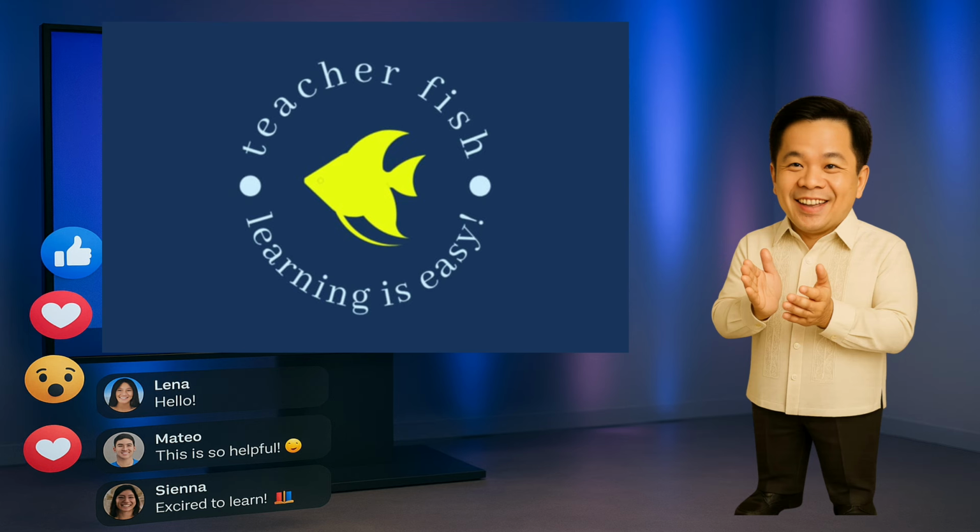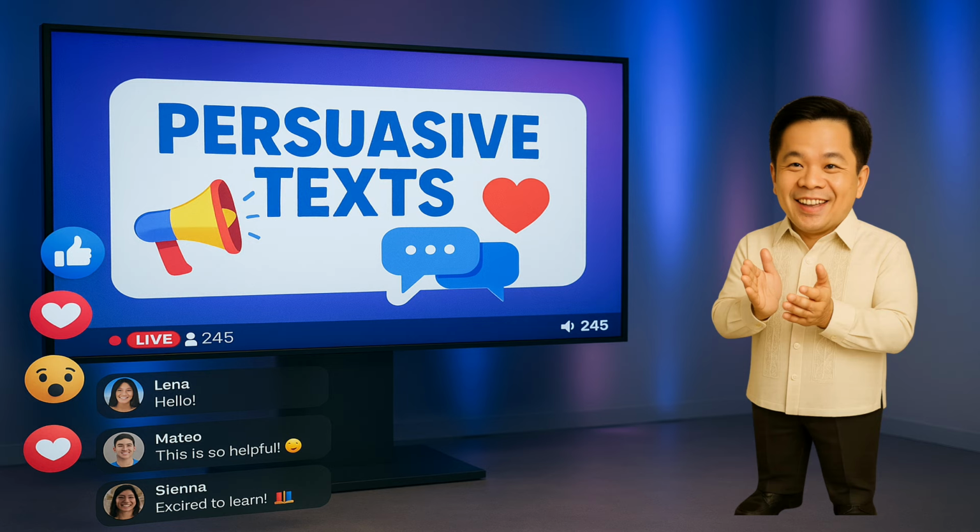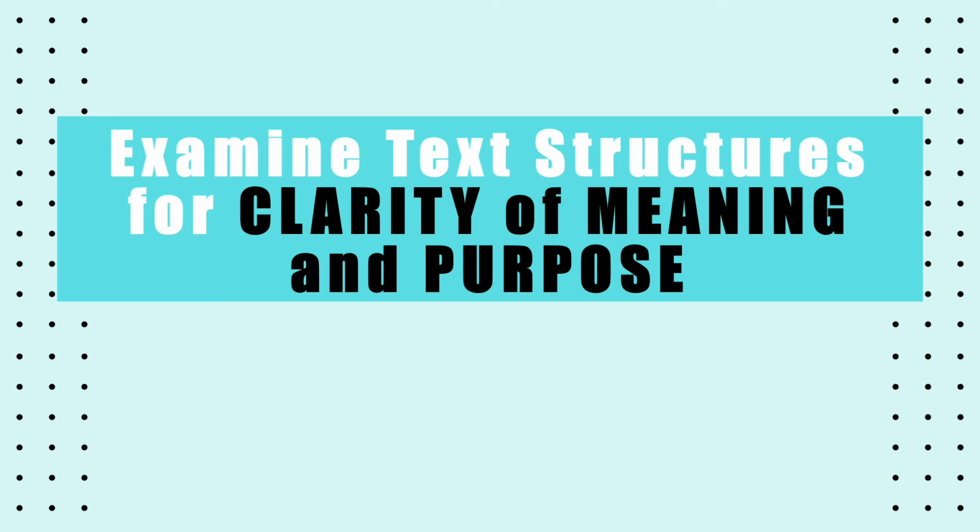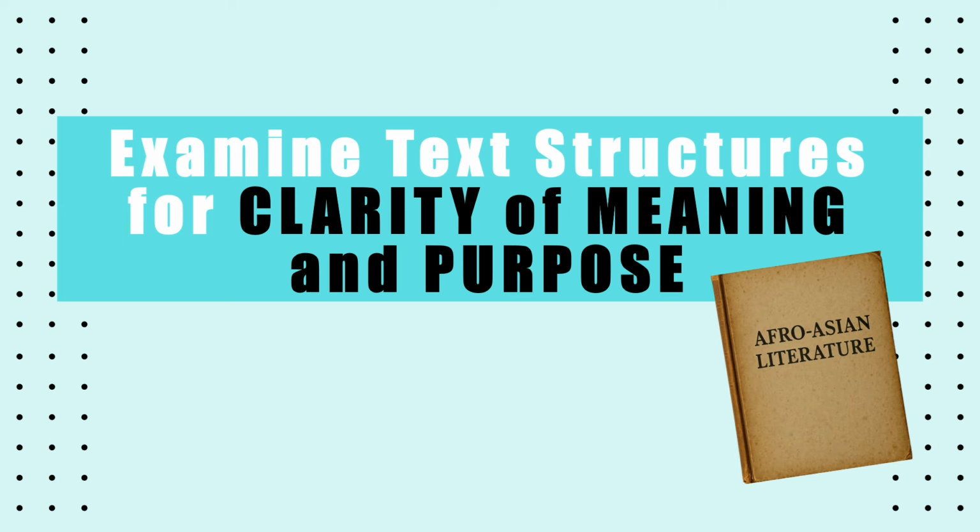Today, we will dive into one of the most powerful ways people influence others: persuasive texts. We will learn how to examine their structure for clarity of meaning and purpose, using real examples from Afro-Asian literature.